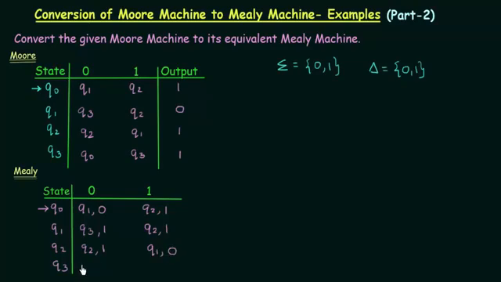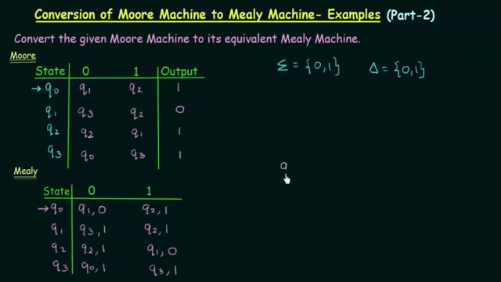Okay, and come to state Q3. Q3 on input 0 goes to Q0. And what is the output associated to Q0? It is 1. And on input 1, where does Q3 go? It goes to Q3 itself, and output associated to Q3 is 1. So now we have drawn the transition table for the Mealy machine. So here the outputs are associated to the transitions. Now let's draw the transition diagram for this Mealy machine.